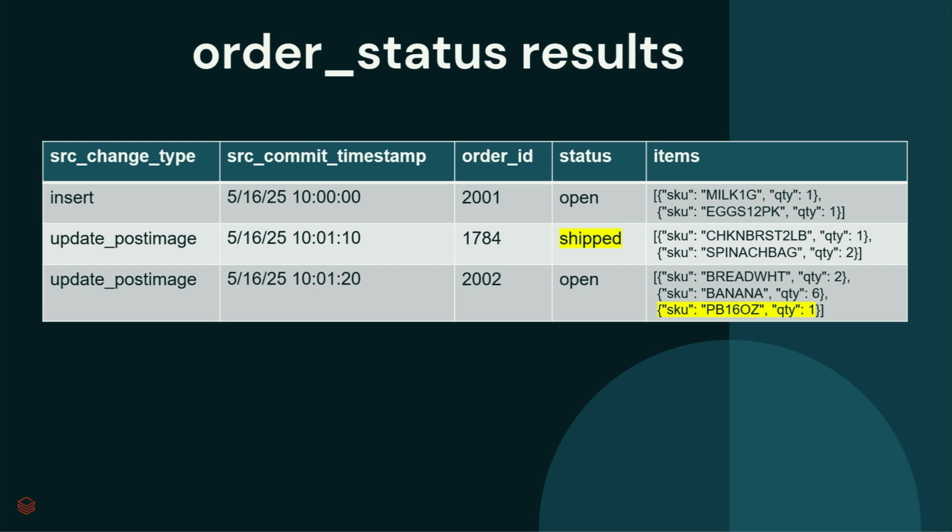Okay, so this is what order status looks like after this first run of data comes through it. You see order 2001 was inserted. I captured the change type there.